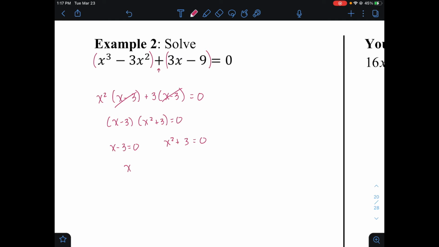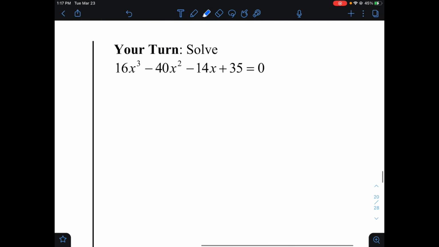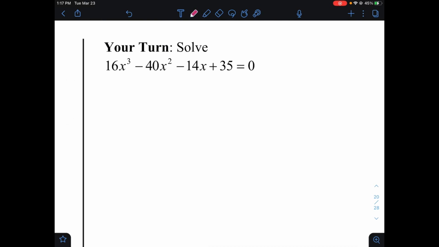All right, so that means x is going to equal 3. And x is going to equal the square root of negative 3, but we learned the other day that I can factor that i out. Don't forget plus or minus. And there we have our solutions. All right, again, pause the video, try this your turn, and then come back and check your answers.